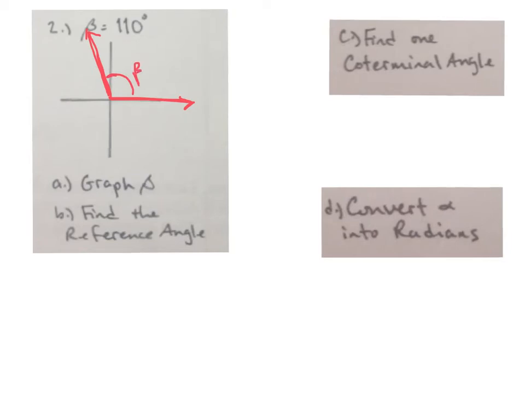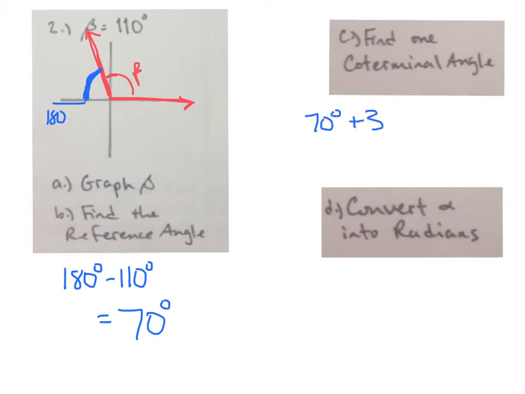Next, finding the reference angle. Now the reference angle is going to be the angle that our terminal side makes with the nearest x-axis. So this side is going to be our reference angle. This gets us out to 180 degrees. So we're going to start at 180 degrees and subtract off the 110 degrees, which gives us a reference angle of 70 degrees. Finding a coterminal angle isn't bad. We start with our 70 degrees again and add one more trip around the circle. So add 360 degrees, and that'll give us 430 degrees as our coterminal angle.